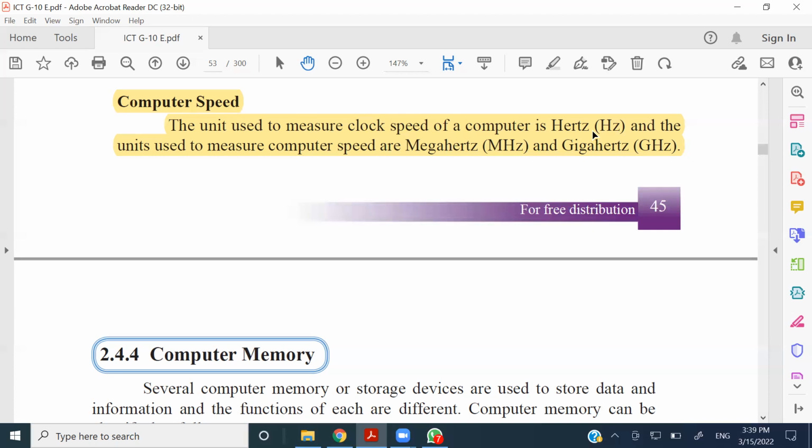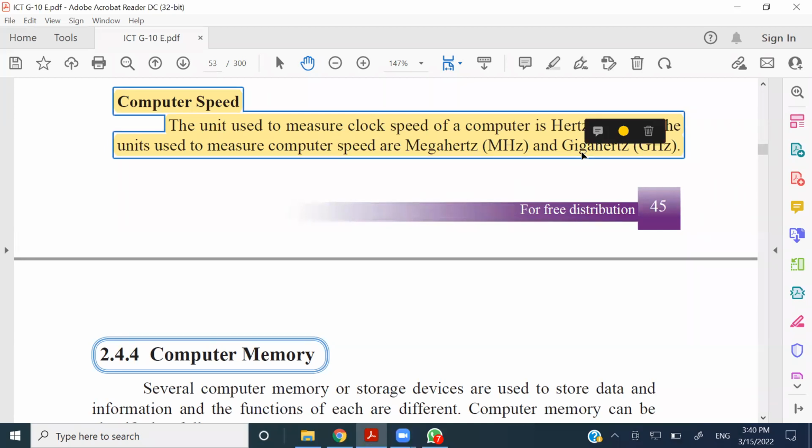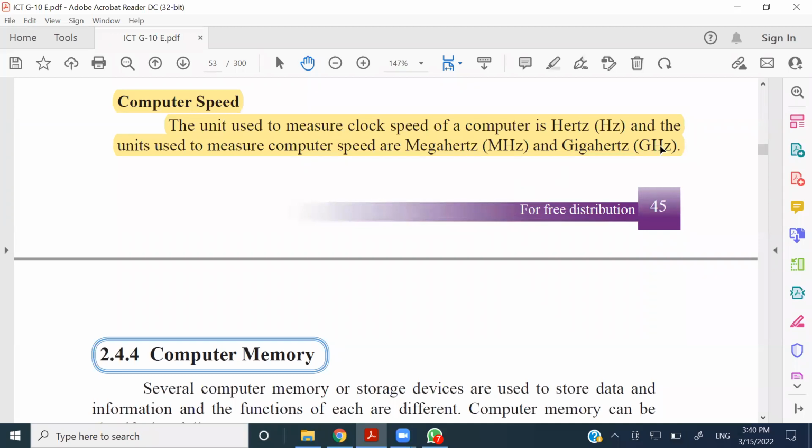So megahertz means 1000 into 1000 times, right? So that means 1 million times per second. Gigahertz means 1000 into 1000 into 1000. That means 1 billion instructions per second. Is that clear? Right. Okay. So it's better you remember now the latest computers, its CPU comes in the speed of gigahertz.